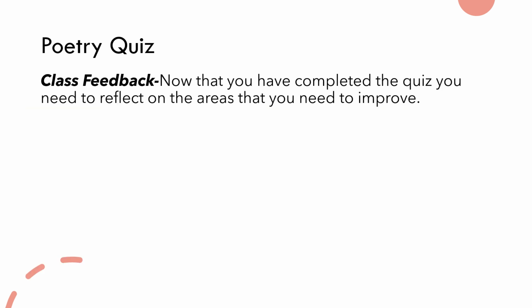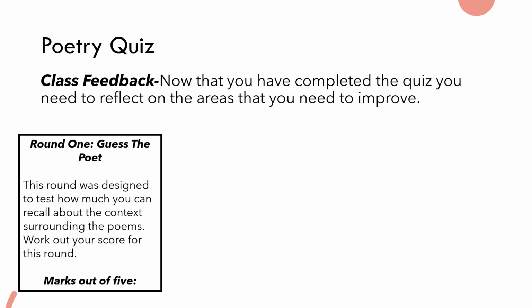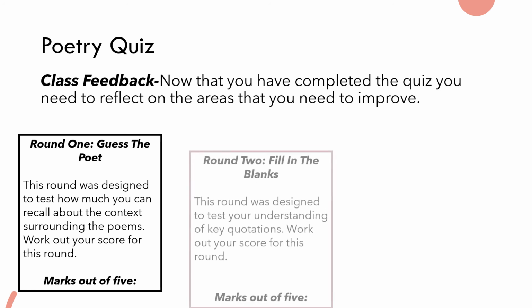Okay, so now that you've completed the quiz, you need to reflect on the areas that you need to improve. So we have, of course, had 3 different sections to this quiz. The first one was round 1, Guess the Poet. This round was designed to test how much you can recall about the context surrounding the poems. If you remember, the context means the social, political and historical factors that influence the writing of the poem. You'll work out your score and see how many you got out of 5.